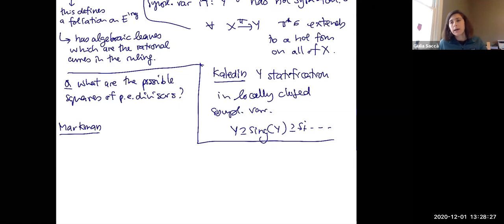And in particular, we'll see that the possible squares of prime exceptional divisors are constrained by the fact that they act on cohomology by a reflection, just in the way that minus two classes act on the cohomology of a K3 by a reflection. Okay, so this is exactly the same thing, a natural generalization of that to these prime exceptional divisors. I wanted to give you a few examples, and maybe I will give them to you after I write down Markman's results. Okay.